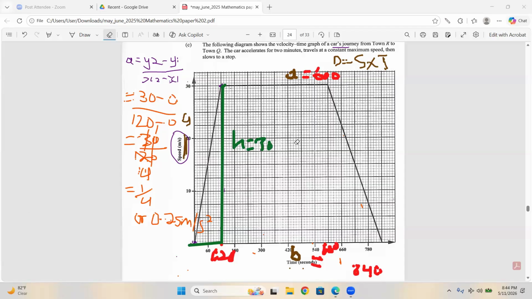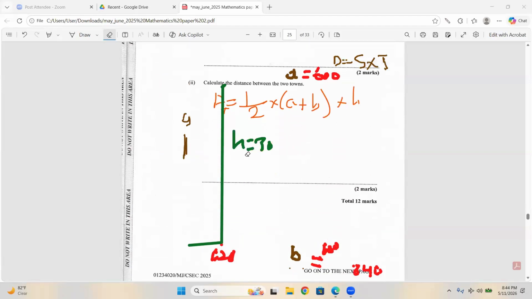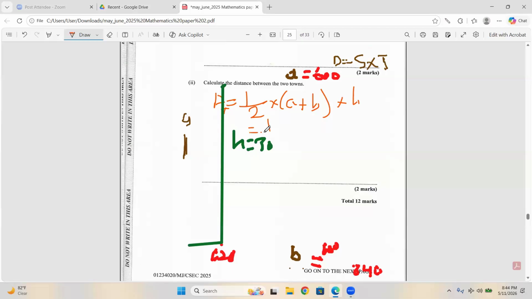So using that information, going back to the formula, I'm just going to write in the information and then I'll clear the screen of the unnecessary. So a half multiplied by A, which is 600, B, which was 840, and the height is 30.